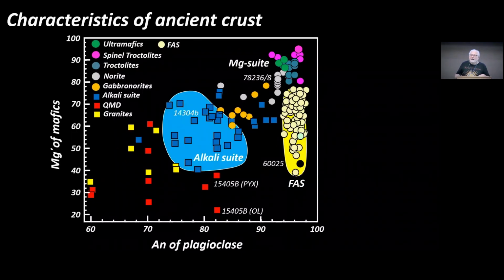This slide just really illustrates one way of illustrating the compositional variation, the relationship among these different lithologies: the ferroan anorthosites, the magnesium suite, the alkali suite, and some of the more evolved lithologies. What I plotted here is essentially all the mineralogical and chemical data that have been produced for these lithologies since the early 1970s.